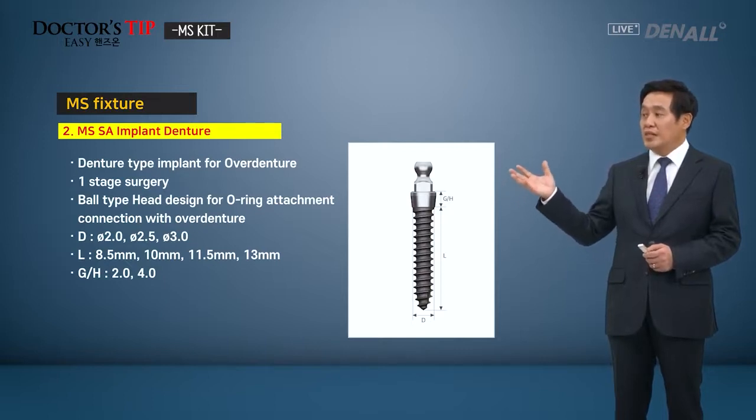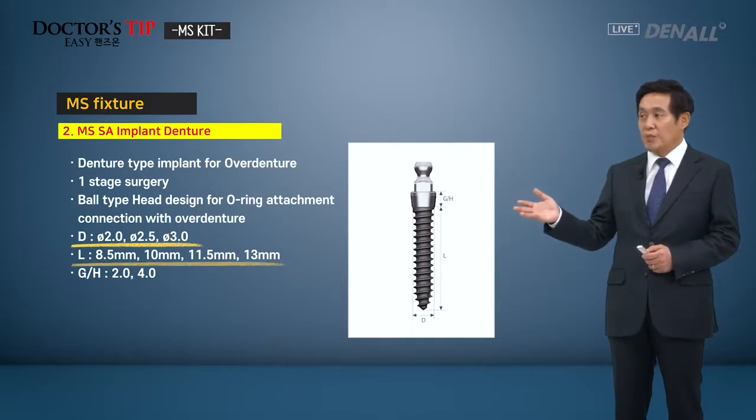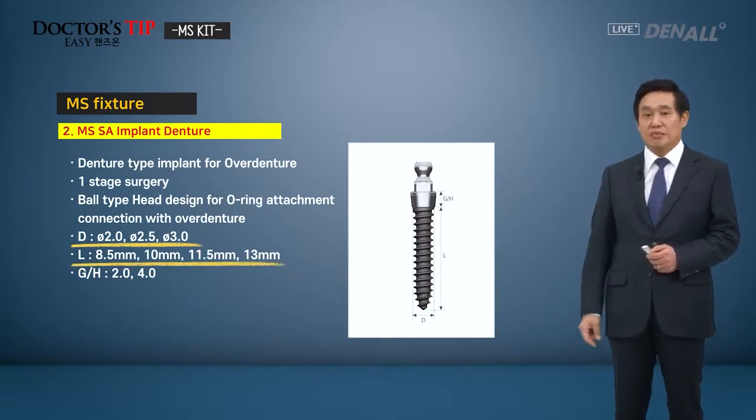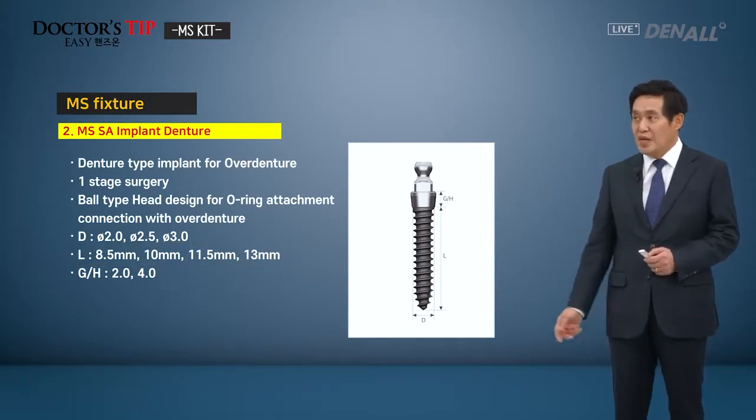You can use the overdenture O-ring attachment, and diameter is 2.0 to 3.0. Length is from 8.5 to 13 millimeters, and gingival height for the implant denture type comes in 2 types, 2.0 and 4.0.